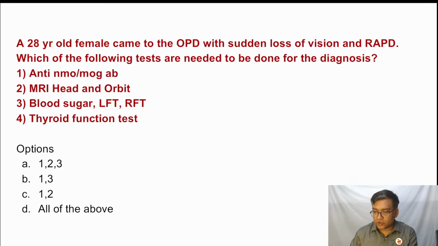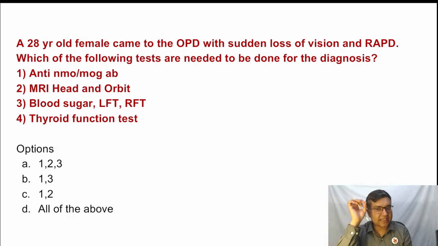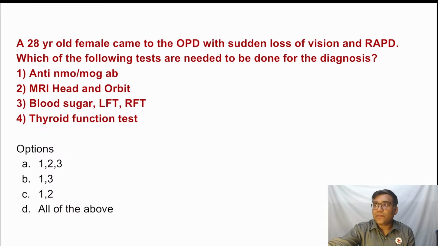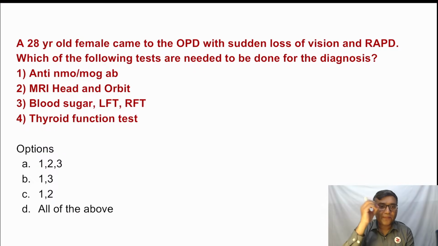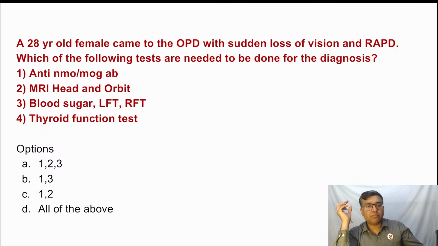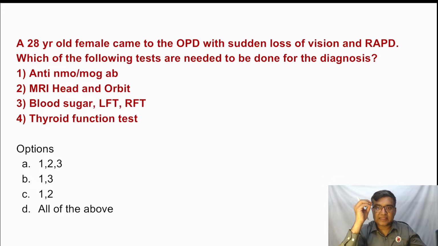Okay, so the next question is, a 28-year-old male came to the OPD with sudden loss of vision and RAPD. Okay, so there is a patient with sudden loss of vision and RAPD. Which of the following tests are needed to be done for the diagnosis? Your options are anti-NMO and MOG antibody, MRI head and orbit, blood sugar, LFT, RFT, and thyroid function test. So what are the important things that you would do in this patient? Definitely very good, Saurav. We would do an anti-NMO antibody, MRI head and orbit, and blood sugar, LFT, and RFT here.